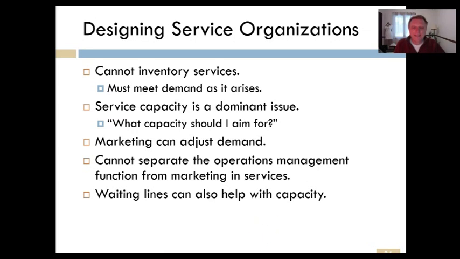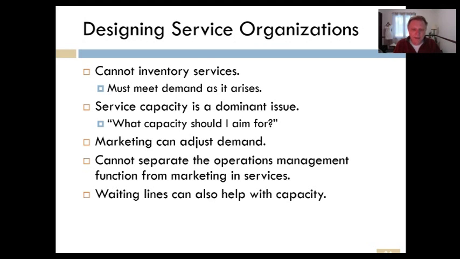And you can't separate operations management functions from marketing in a service organization. I'll show you a diagram in a minute that kind of helps explain that. But think about it like this. There is no separation of operations, marketing, and design and that sort of thing. It's all part of the same package when you think about services. Whereas in a manufactured good, you have the operations group, you have marketing, and you have different organizations that make it work. Not so in service. They all work together and they're all happening at the same time.